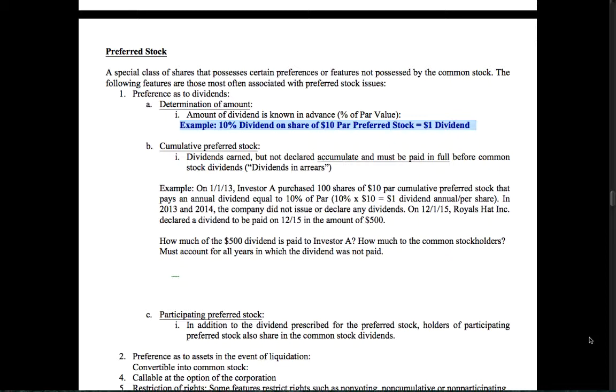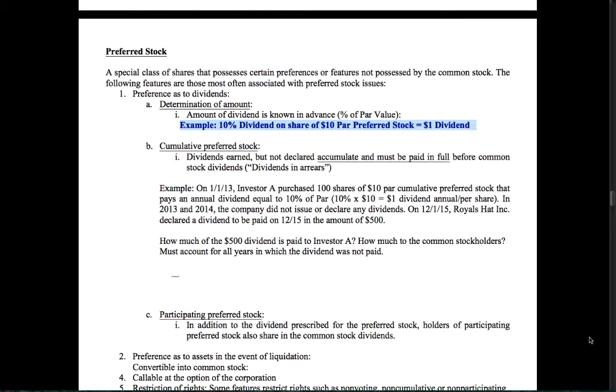As you can see in this example, a 10% dividend on a share of $10 par value preferred stock equals $1 dividend per year. You will know this in advance for preferred shares. This is a key difference between preferred stock and common stock. Common stock, you are not guaranteed dividends whatsoever.